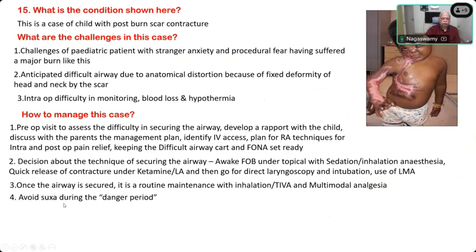And another common question they may ask you is when to avoid succinylcholine in post-burn contracture. What is the danger period? 24 hours to 2 years. So maximum 1 year. Nowadays they say it has been reduced from 2 years to 1 year and even 6 months. Okay. So what is the reason?